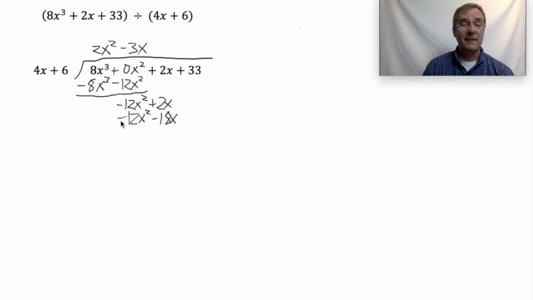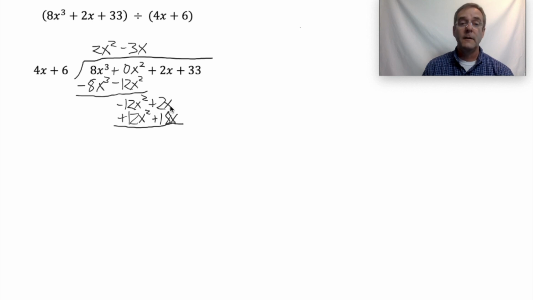That means we're going to take this negative 12x squared and change it to a positive 12x squared. We're going to take this negative 18x and change it to a positive 18x. That's how we take away, and we do that before we draw the big subtraction bar. And now we combine. Negative 12x squared and positive 12x squared disappears.